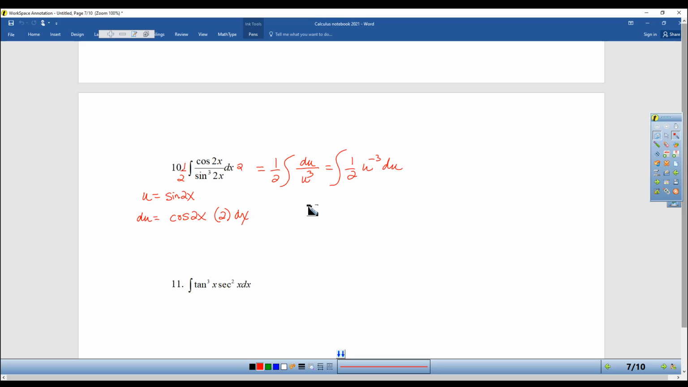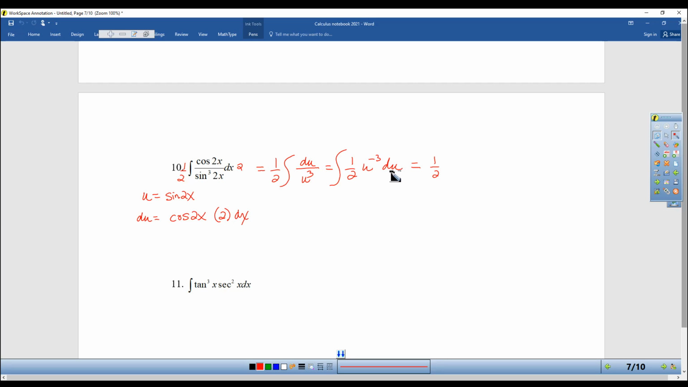I still need my integral symbol. I didn't actually integrate yet. I'm still just making it easier to do. And now I'm actually going to integrate. So now the one half is still there, it just stays there. Now the integral symbol and the du go away.